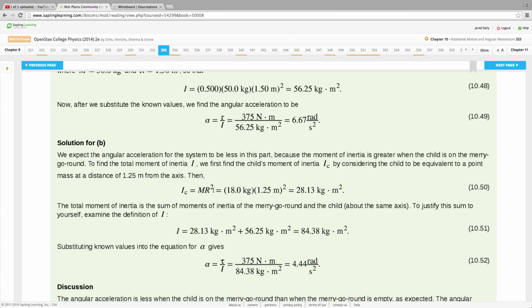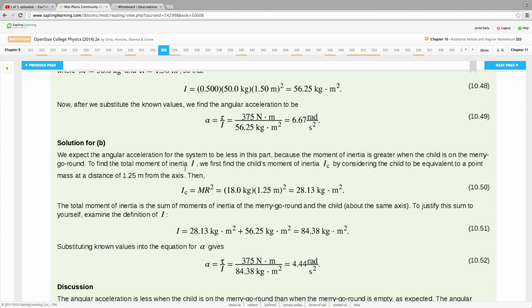The moment of inertia for the child is just like a mass on the end of a string or something, so it's just mr squared. Throw that in there. Here's your moment of inertia, 28.13 kilogram meter squared. Then we're going to add that to the 56.25 kilogram meter squared that we calculated up here for the merry-go-round. And it just works. If you just add those two moments of inertia together, you get 84.38, and then you plug them into alpha equals torque over moment of inertia. Plug that 84.38 in for your moment of inertia.